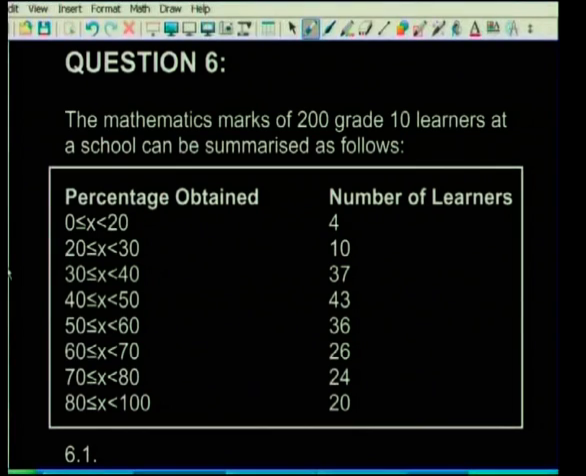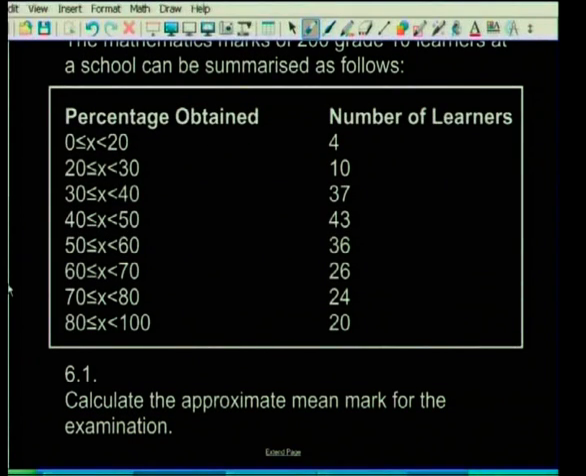Right, I hope you guys feel refreshed and that you're ready for the last installment of this lesson. Let's go straight on to question 6. The mathematics marks of 200 grade 10 learners at a school can be summarized as follows. So there were 4 unfortunate people that had between 0 and 20, then 10, 37, and so we go. Right, so the data is given to us, nicely summarized. And the first question is for us to calculate the approximate mean mark for the examination.